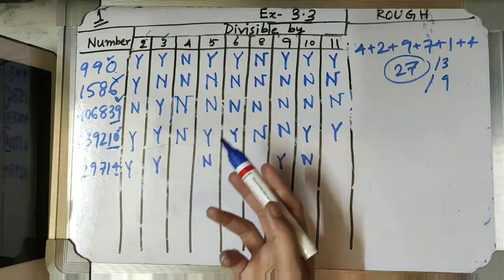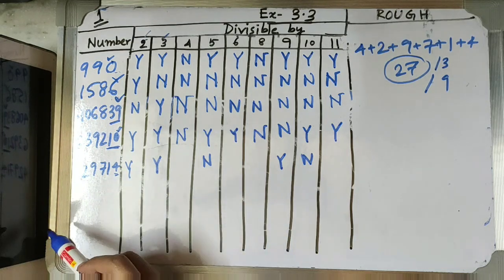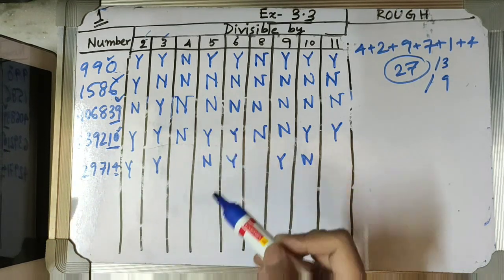Now let's check the divisibility by 6. Both 2 and 3 divide this number, so it will be divisible by 6.